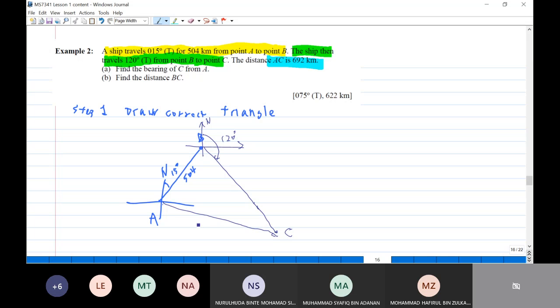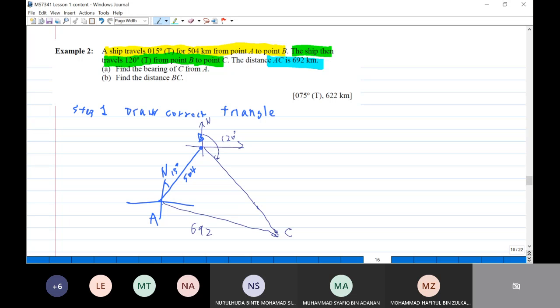Okay, C, yeah. So this is 692. Okay, basically all the information, you have this already. Draw the triangle as accurate as possible. So what they want is find the bearing of C from A. Okay, bearing of C from A.